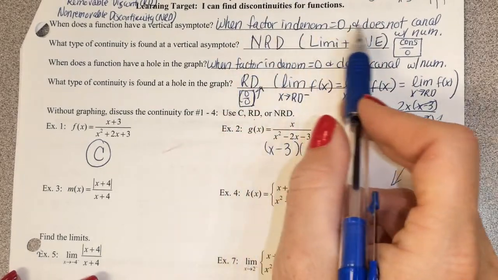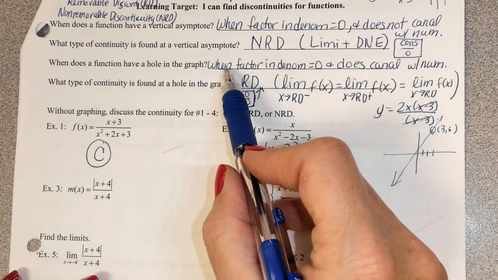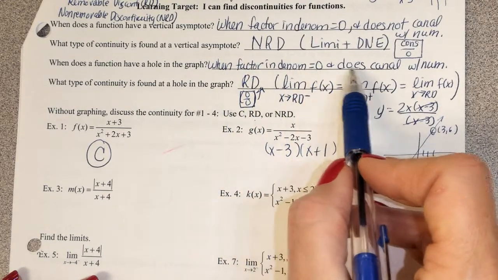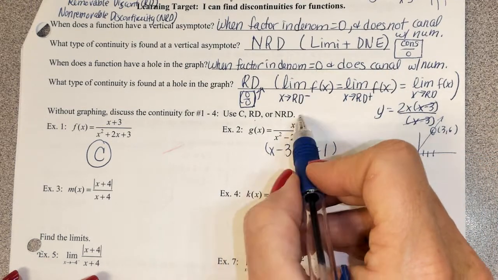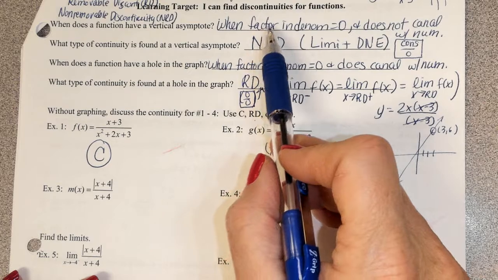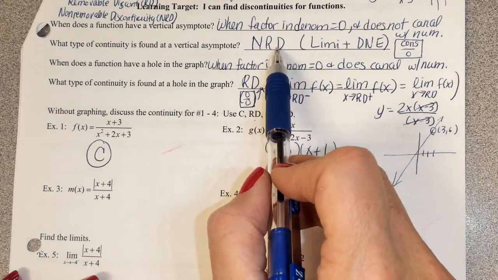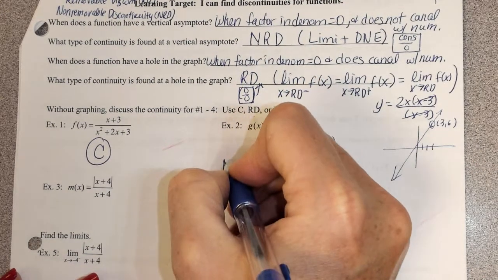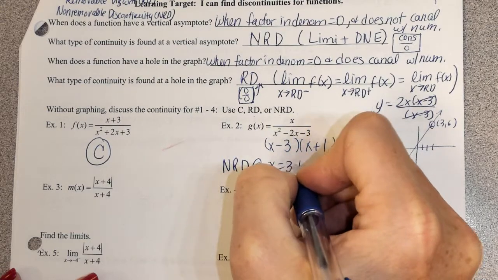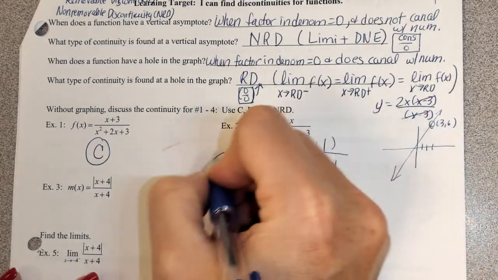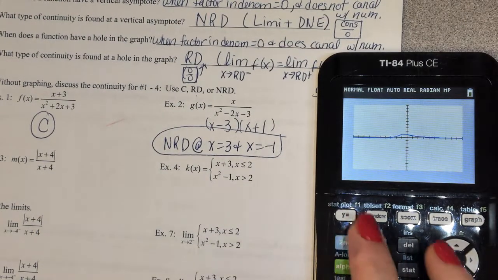To be continuous, there can't be anything that equals 0 in the denominator. When the factor in the denominator equals 0 and does cancel, it's removable, but these don't cancel. It does not cancel with the numerator. So therefore it's going to be what? Non-removable. So we're going to have a non-removable discontinuity at x equals 3 and at x equals -1. Just watch what this looks like.